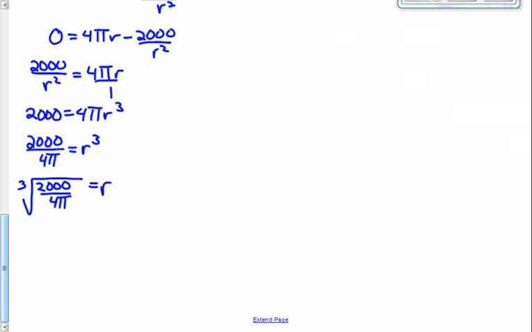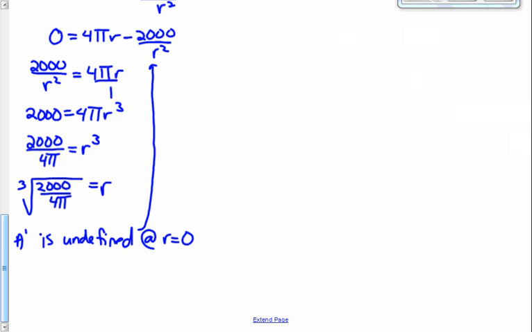That is the critical point. That is where the derivative is equal to 0. Also, the derivative is undefined when I have a 0 in the denominator. And if you look back up here, that's going to happen when r is equal to 0. However, when r is equal to 0, we have no cylinder. So r equals 0 is not really relevant. Basically what I found, I have found places to look for this minimum.